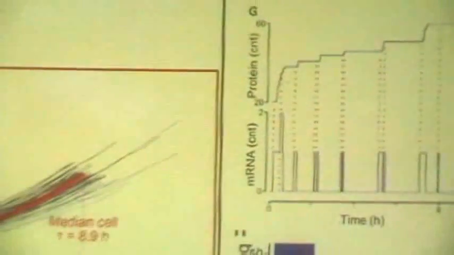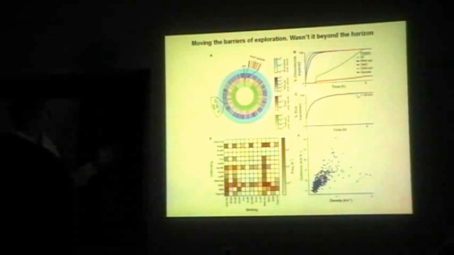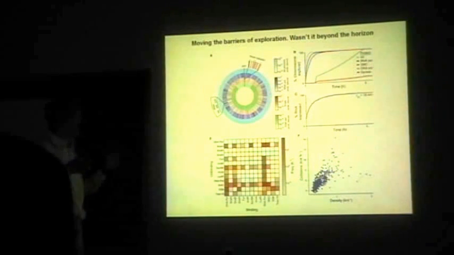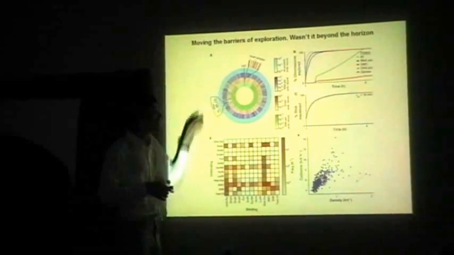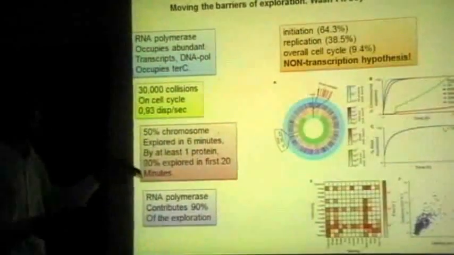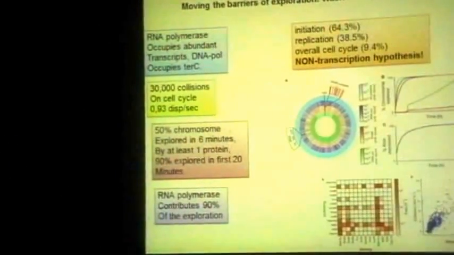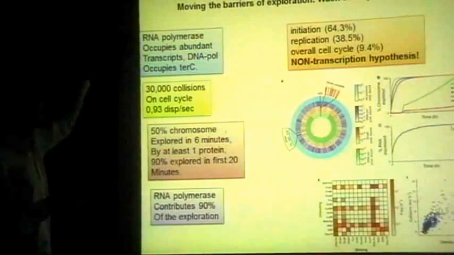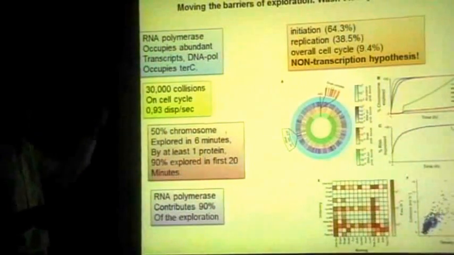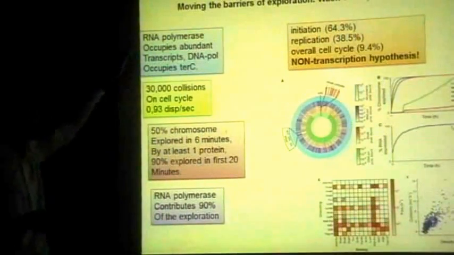Or we can measure the number of collisions during the cell cycle. So we know that during the cell cycle there are approximately 30,000 collisions on average of proteins on the chromosome. And now we can even say that approximately every 1 second one protein from the chromosome is displaced. That is what we couldn't get with our experimental methods. So we know now that 50% of the chromosome is explored, and part of that exploration is because of the RNA polymerase.